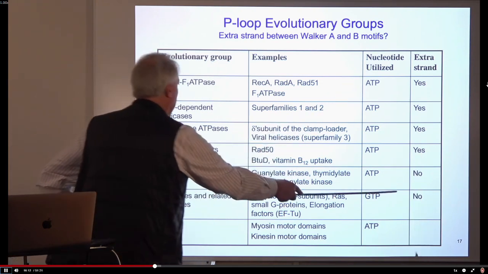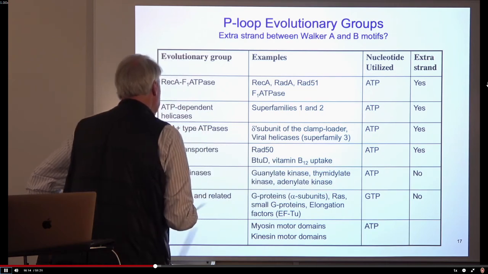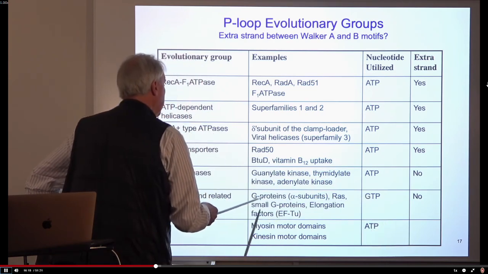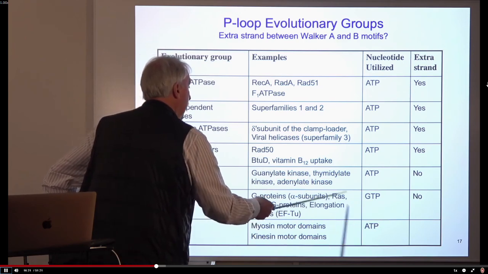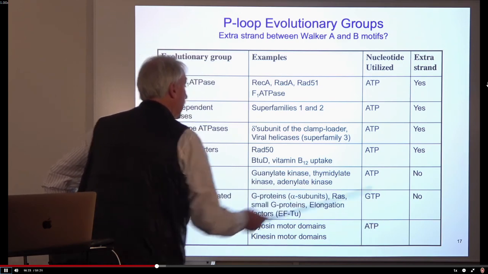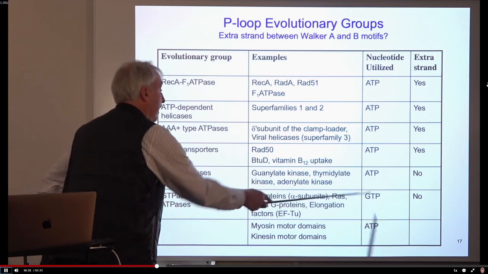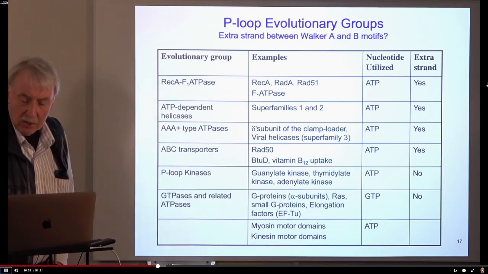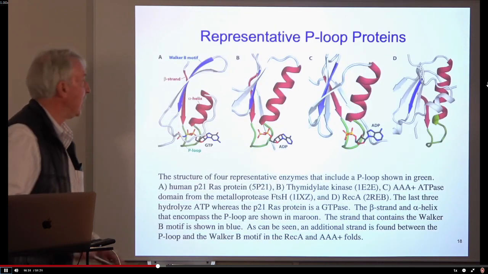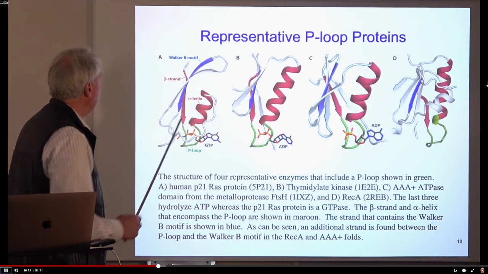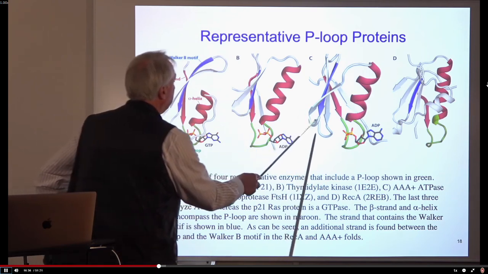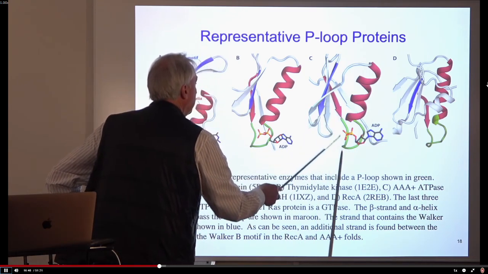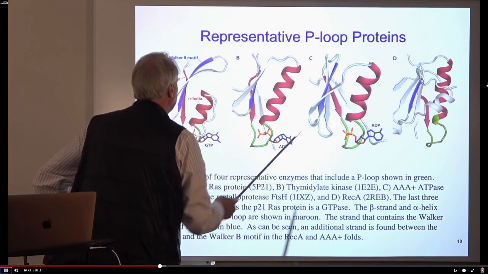So there's an extra strand in the P-loop kinases and motor proteins that we'll talk about. In this case, it is a GTP protein. The G proteins have the P-loop in them, so they utilize GTP. And in this case, of course, they're functioning as switches. So let's look at the structures of a representative group where they're adjacent or where there is an additional strand that lies between the P-loop motif and the Walker B motif.